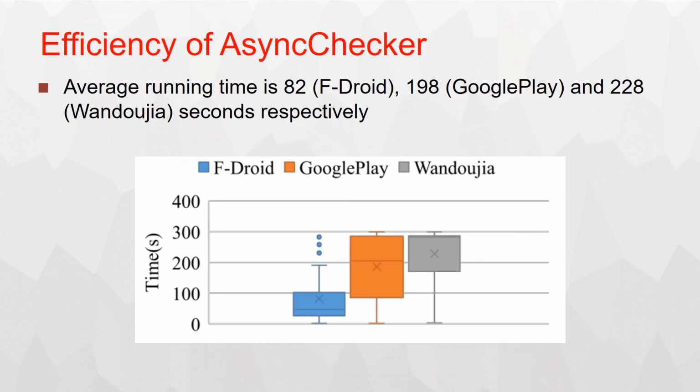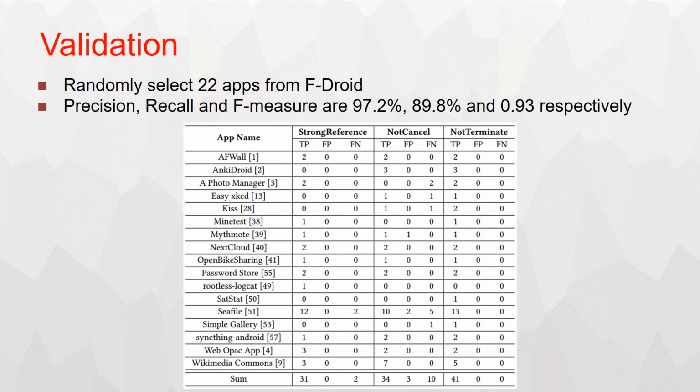This picture shows the efficiency of Async Checker. As we can see, the average running time is totally acceptable. Since we have found many misuses of async tasks on real-world applications, we need to manually check the result. Since it's difficult to obtain the source code of commercial apps, we randomly selected 22 apps from F-Droid and counted the precision, recall, and F-measure. The manual result validates our experiment.